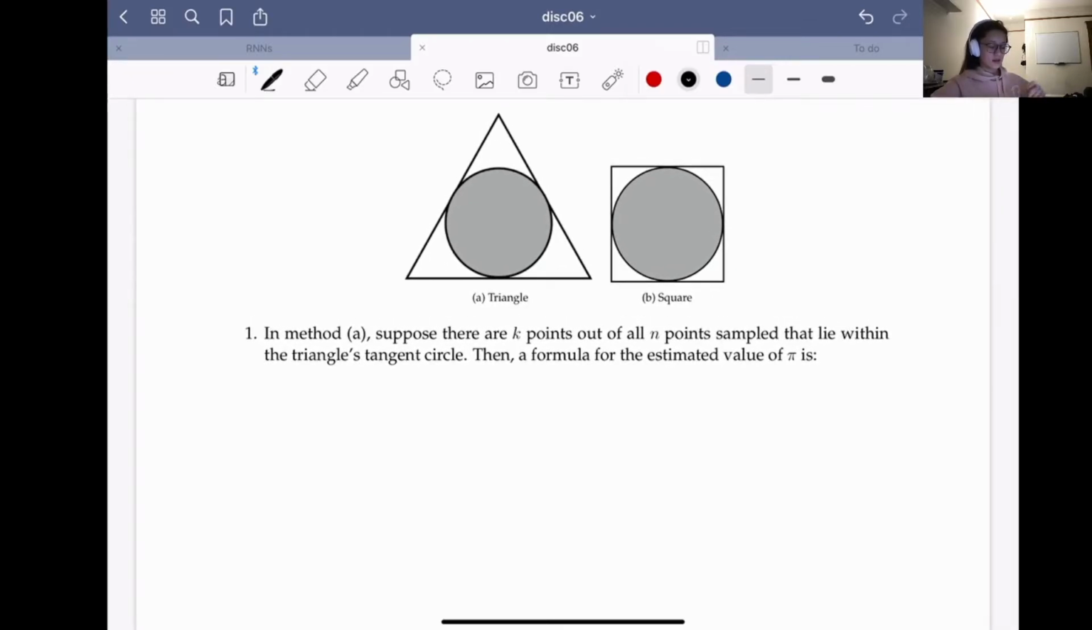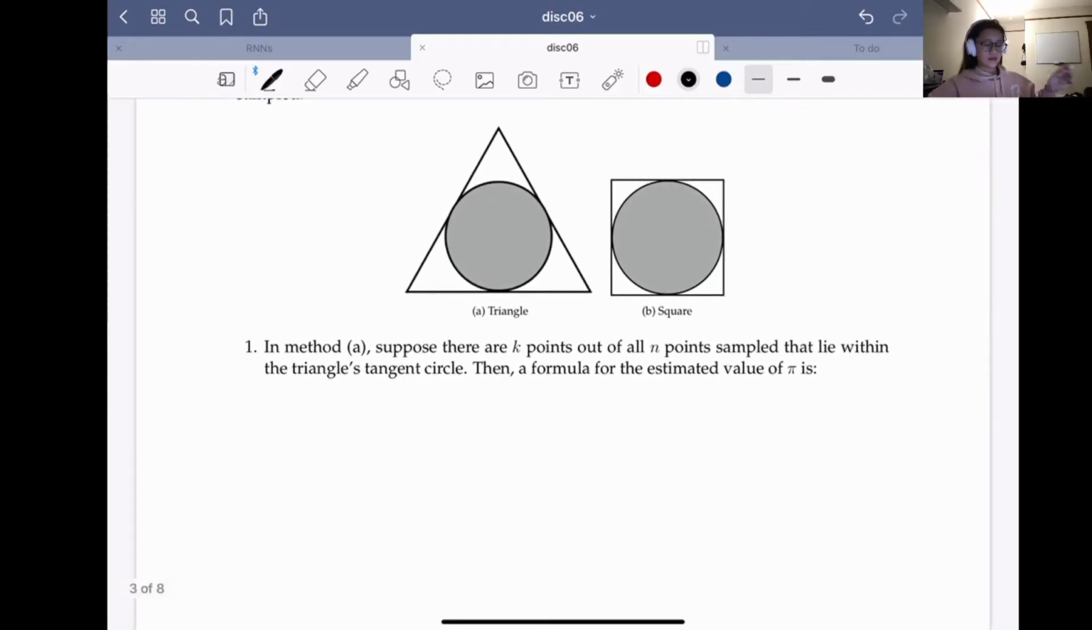On to number 1. In method A, suppose there are k points out of all n points sampled that lie within the triangle's tangent circle. Then a formula for the estimated value of pi is... Okay, so we have k points that we didn't reject out of n points. So k over n should give us roughly the probability of sampling a point that lies within this circle here.